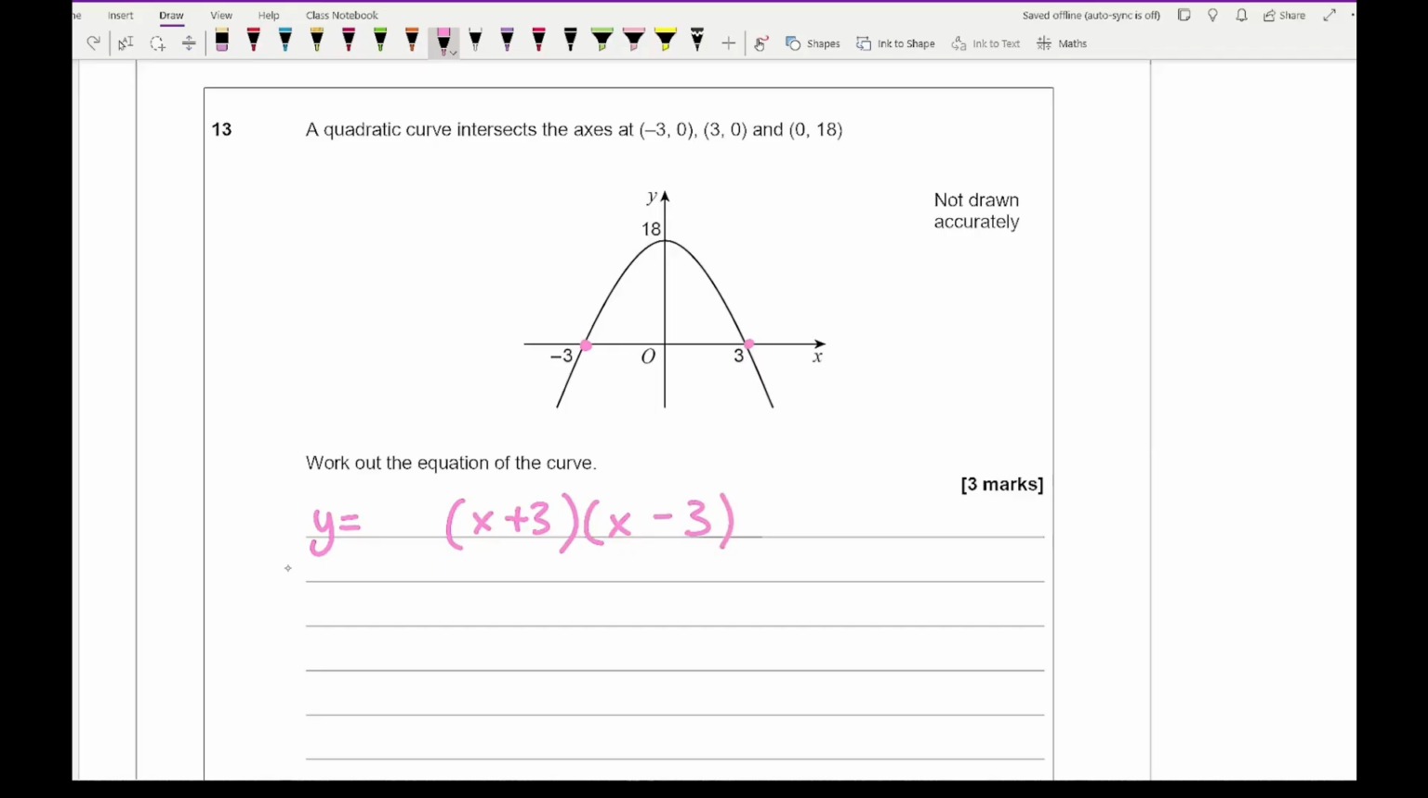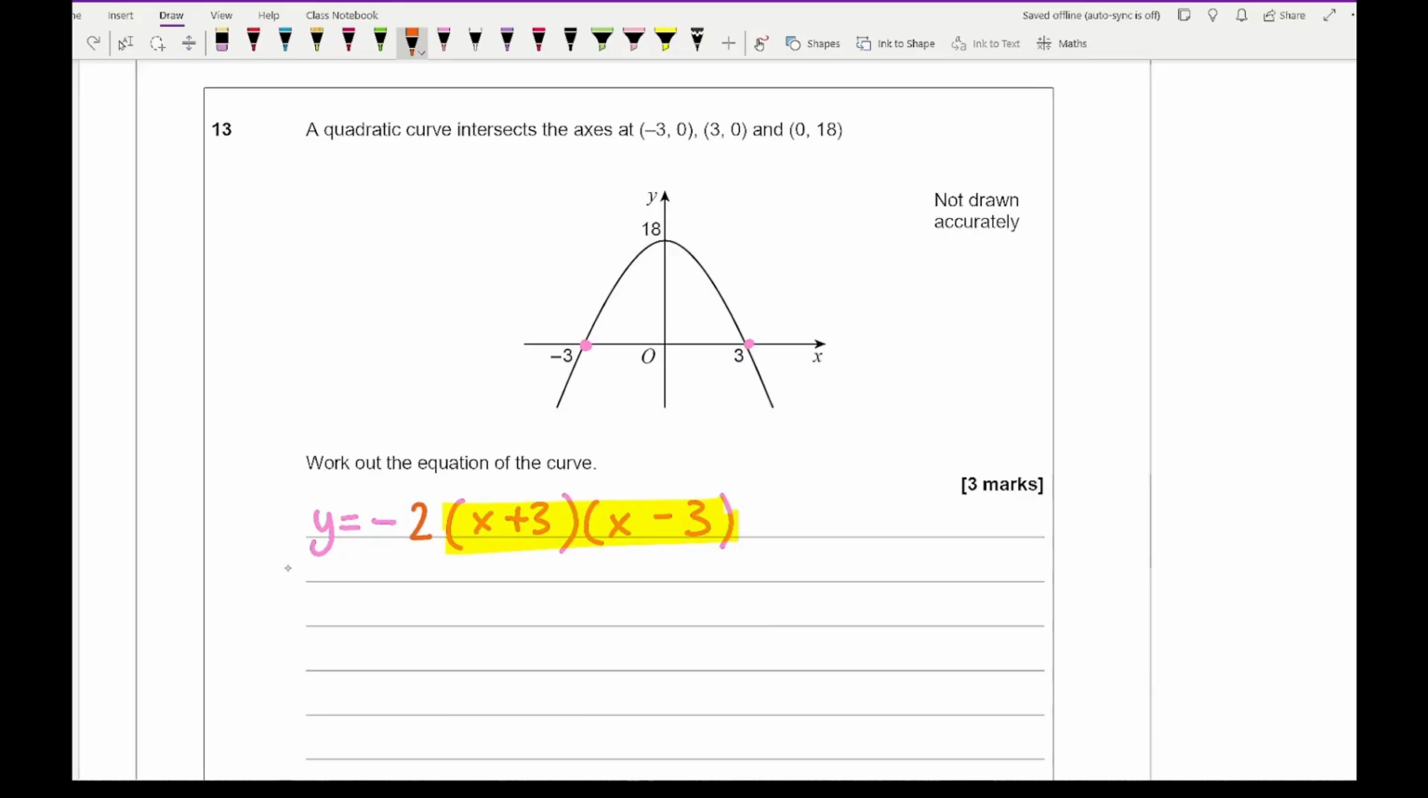Now the problem with this is that this will give a U shape and we want an N shape. So that means I need to change the sign of the function, which gives a minus. But the problem is that when I expand this out, I'm going to end up with minus 9 and I want positive 18. So rather than having 9, I want 18. I need to times that by 2.